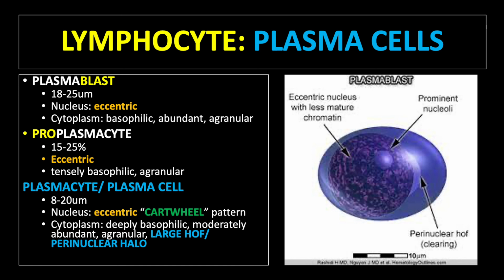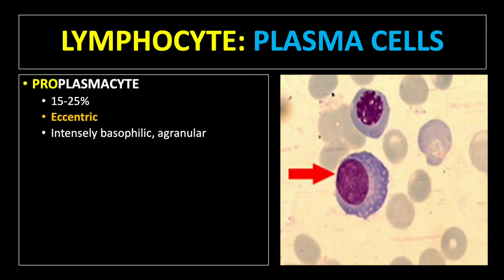And then we have the plasmacyte or the plasma cell, which measures 8 to 20 micrometer, which has an eccentric, characteristic cartwheel pattern of the nucleus. And then we have cytoplasm of deep basophilic, moderately abundant, agranular. They term it as large HOF with perinuclear halo. Later on, I will be showing you what the large HOF perinuclear halo looks like. So this is the appearance of your proplasmacyte, which has an eccentric nucleus with intensely basophilic agranular cytoplasm. This comprises 15 to 25% of your lymphocytes.